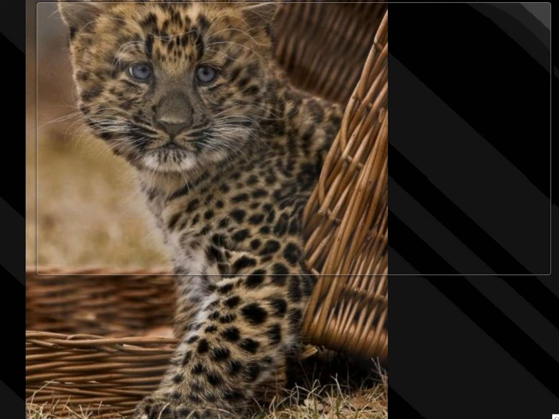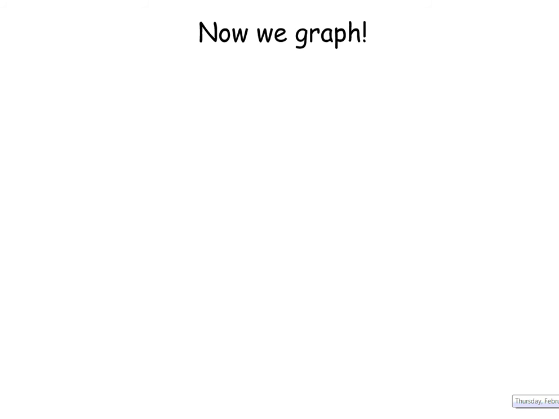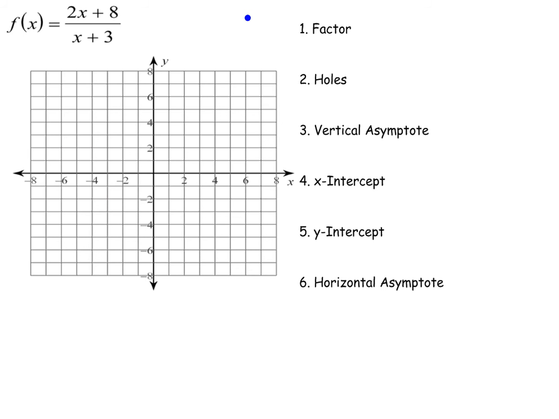We're going to take all that information that we had on all the pieces for rational functions, those 6 things, and now we're going to put them together and draw a picture. So, here I have a function, and I've done all 6 of those lovely things.